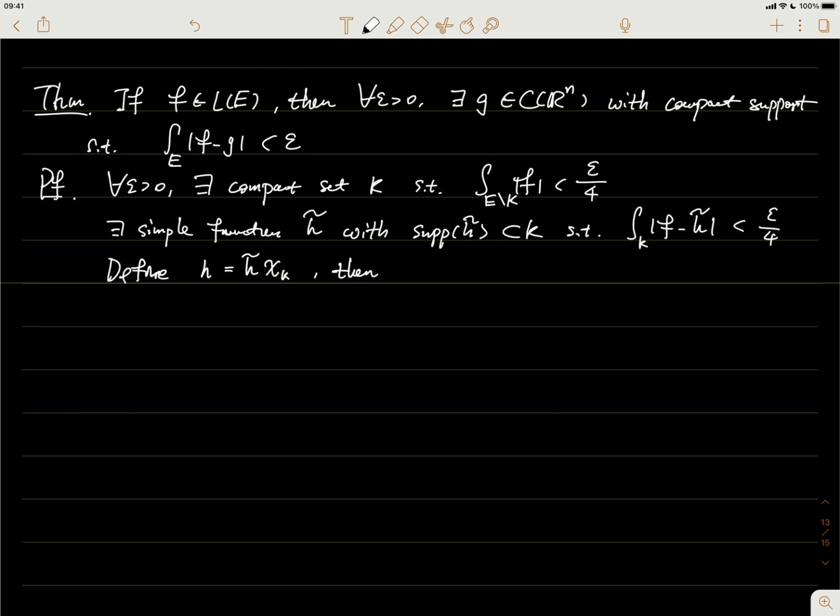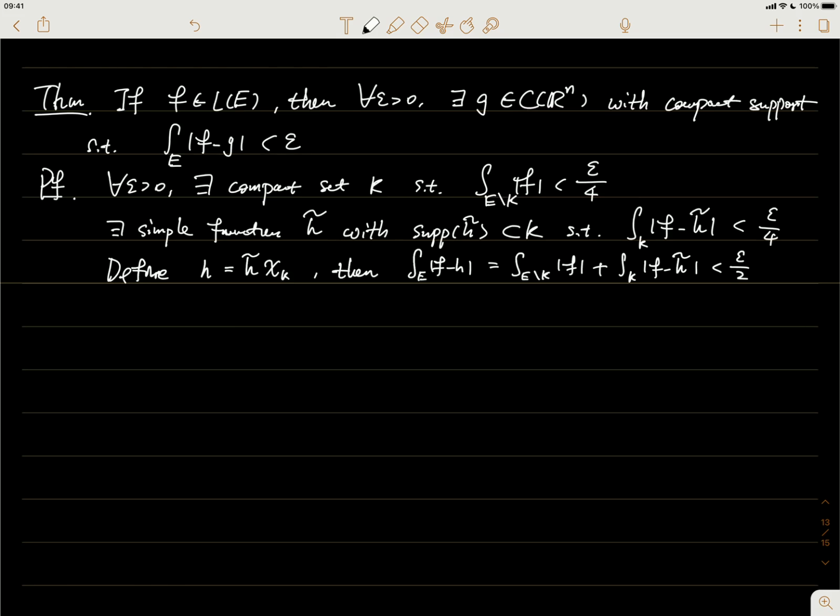Then we can see that the integral of f minus h over the set E, as we said, can be partitioned into two parts. Either x is in k or it is outside of k. If it's outside of k, h takes the value 0, so we only have f. If it's inside k, then we have f minus h tilde. And both of them are less than epsilon over 4, so the sum of them must be less than epsilon over 2. Okay, so that's one part.